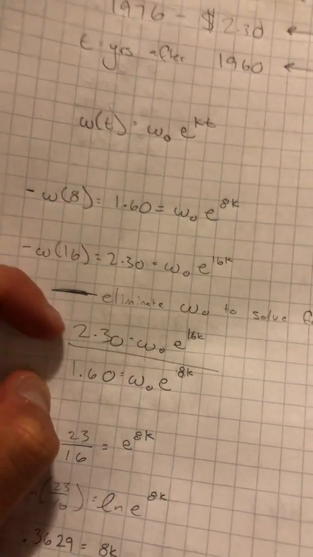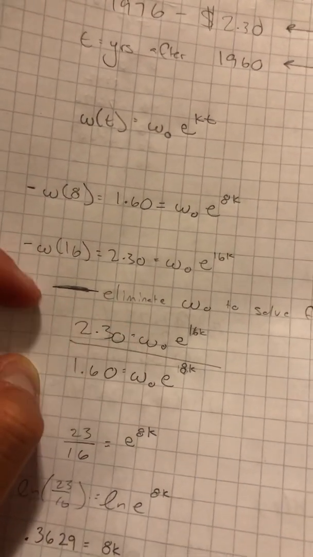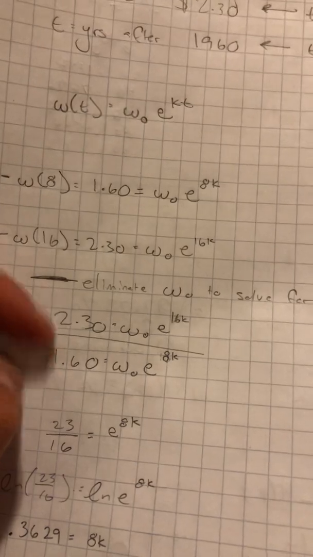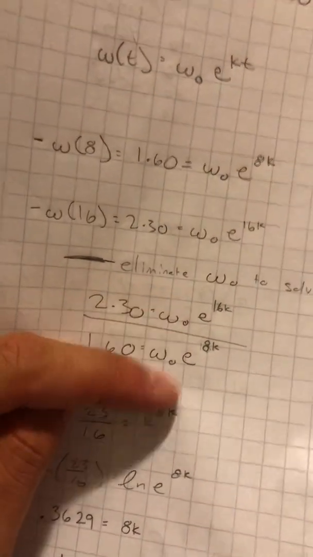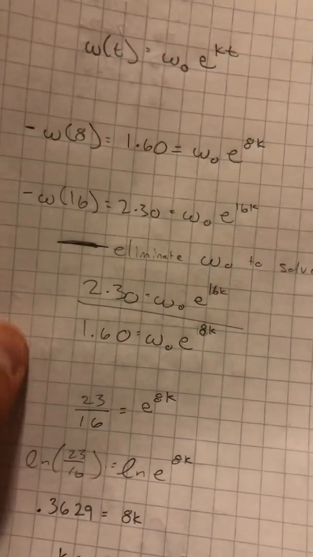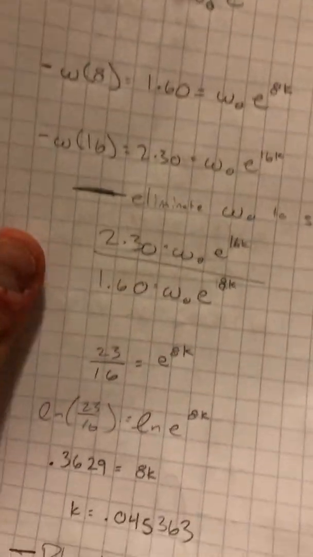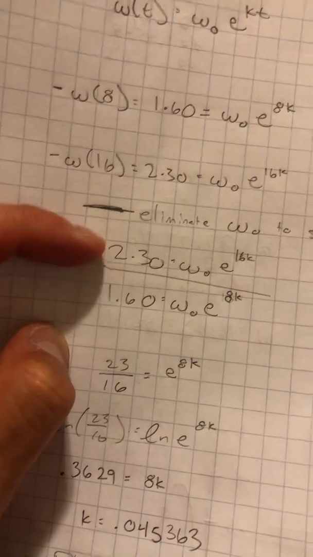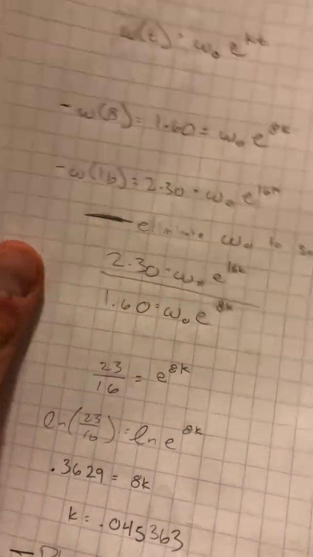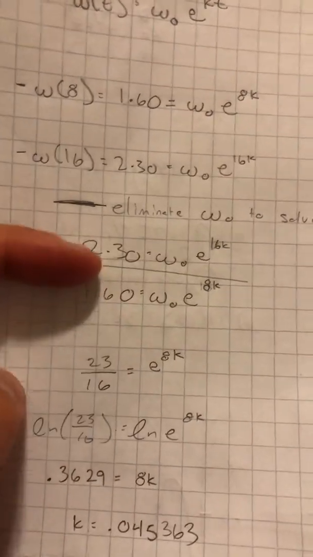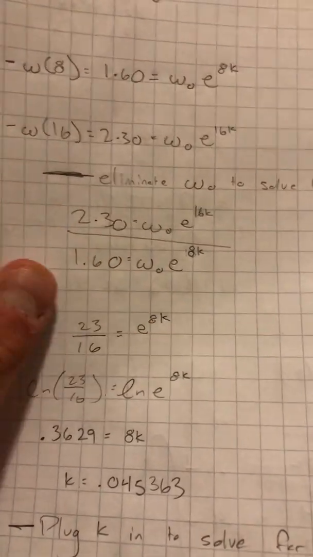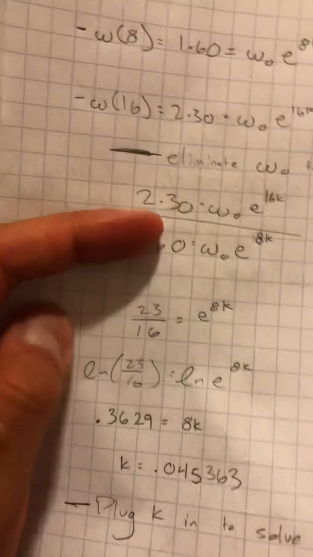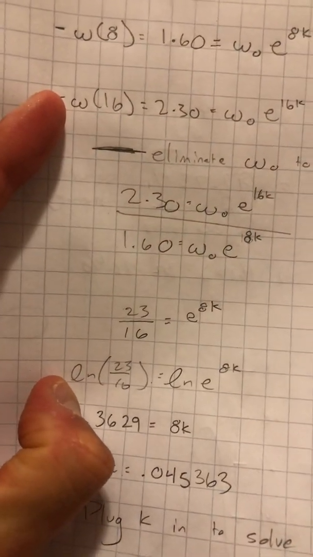The reason we can do this is because these two are related to each other. They're on an exponential function, which is what we're trying to find. When we divide, we can cancel out the W0, and what we're left with is 23 over 16, which is just moving the decimal over and dividing, equals e to the 8k. Then to cancel out this e and bring the 8k down into something we can solve, we just take the natural log of both sides.